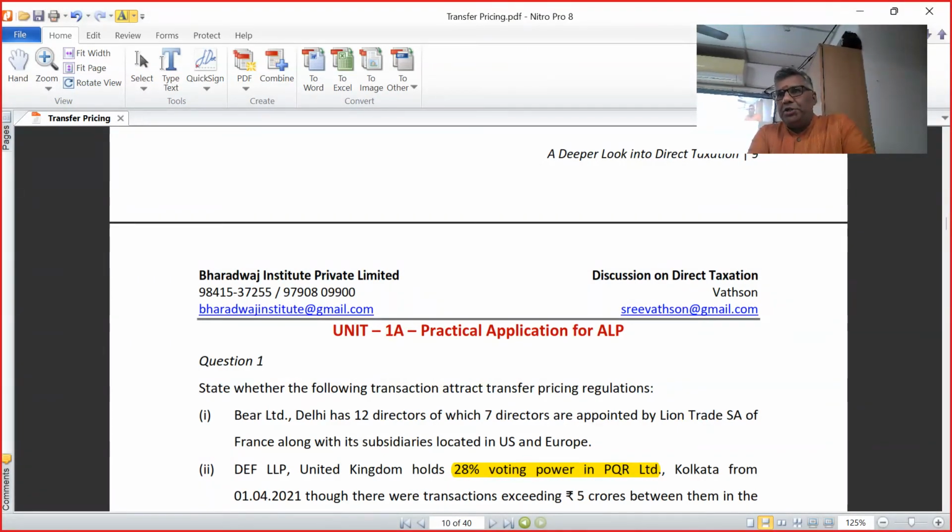After 92C come sometimes 92CC, APA and other things. Now, before all these concepts, I am going to take you to the next concept.